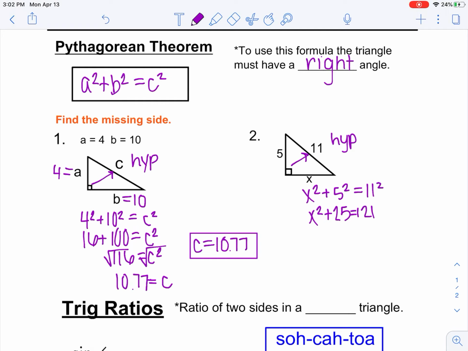So we're trying to get x by itself, so next let's subtract 25 from both sides. We get x squared equals 96. Then we can take the square root of both sides. So we get x equals 9.80.